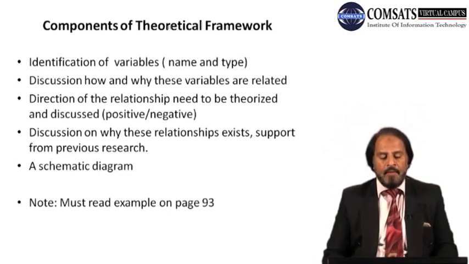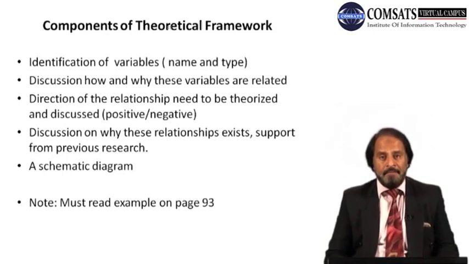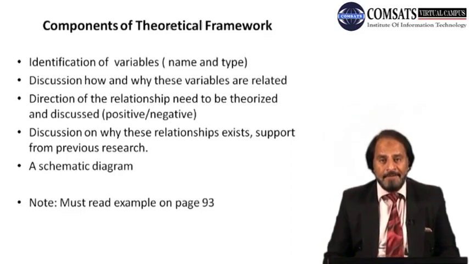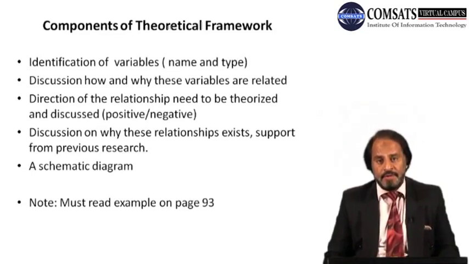Once we are able to identify the names and types of the variables, we need to discuss how and why these variables are related. We need to describe in text what the different variables are, the type of these variables, and the relationship they have with each other. We need to describe how and why they are related, explaining that this independent variable is converted into this intervening variable. Why is it converted? What is the logic behind it? What is the theory behind it? And we need to explain that.